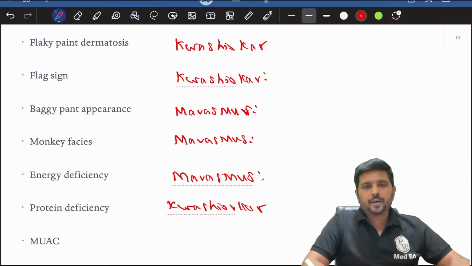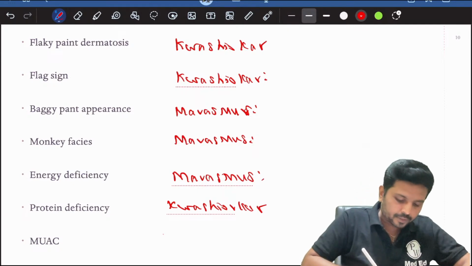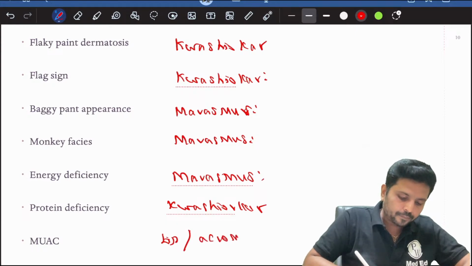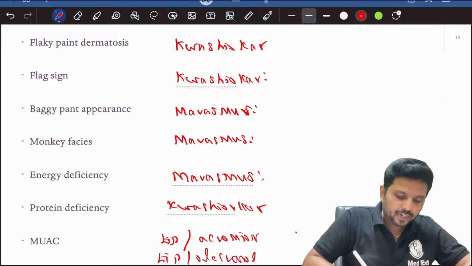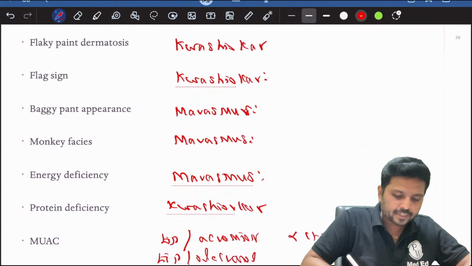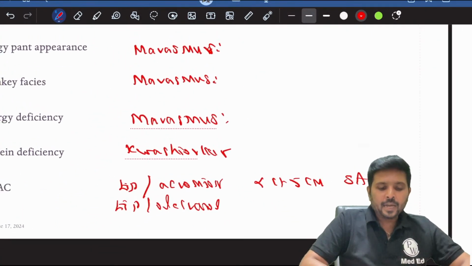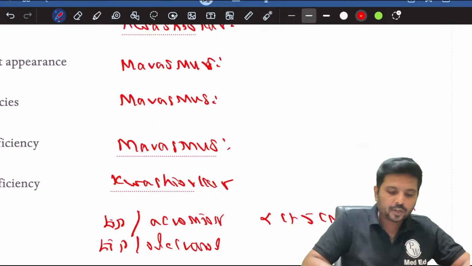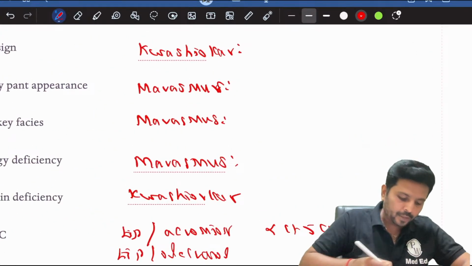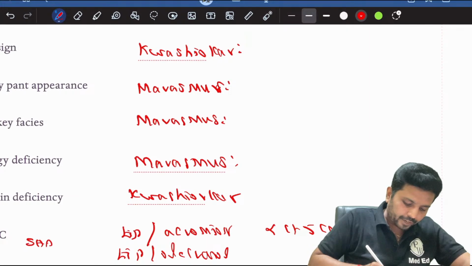What is mid upper arm circumference? It is the midway between the tip of the acromion and the tip of the olecranon. If it is less than 11.5 centimeter, it is termed severe acute malnutrition, and you will measure it with the help of a tape called Shakir's tape.